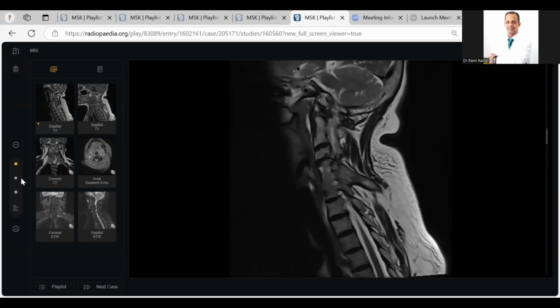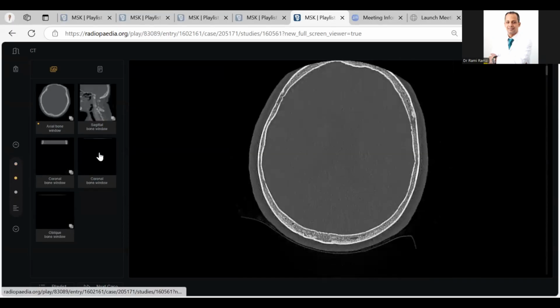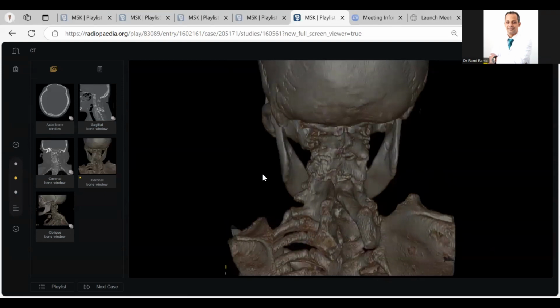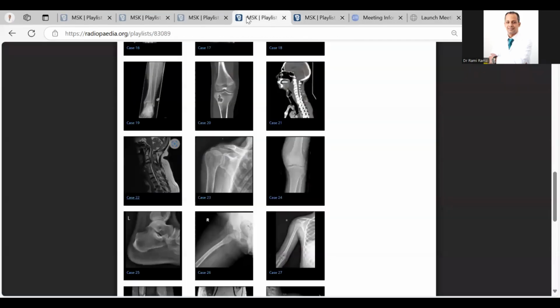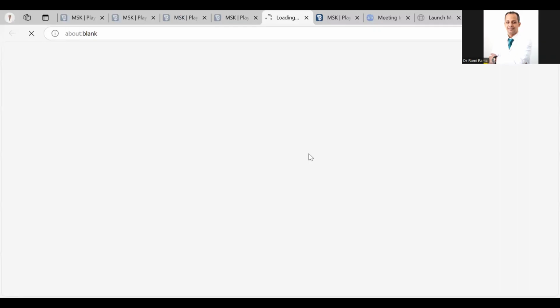What is the name of this bone extended from C3 or 4 down to T1 or 2? What is the name? This bone, a very common name here. Omovertebral bone. Excellent. Don't worry, don't worry. Excellent. We are here to train.